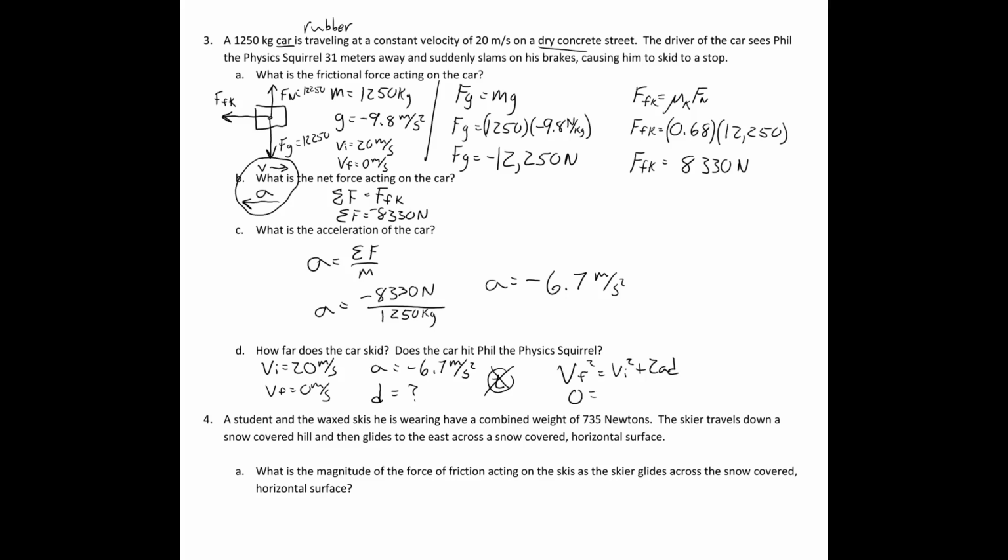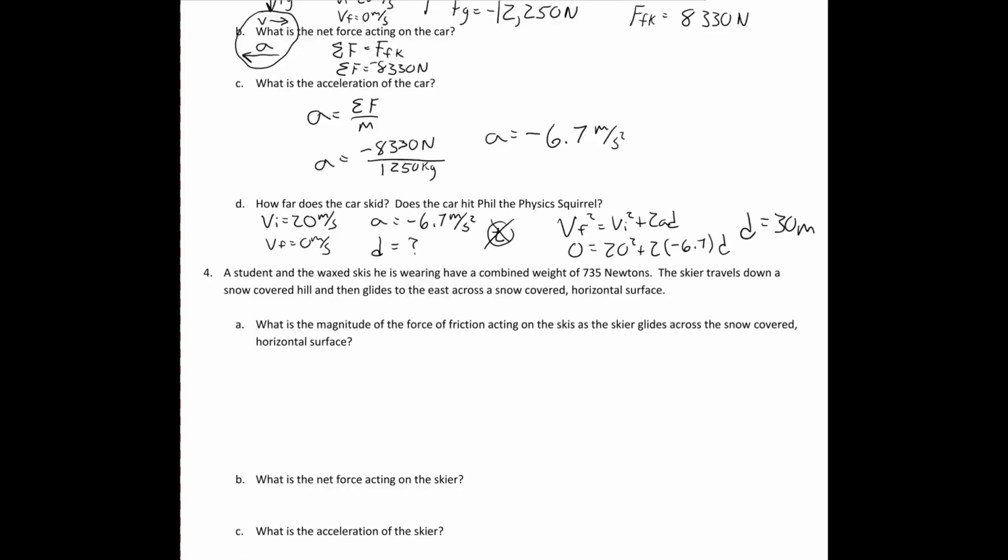So 0 is equal to 20 squared plus 2 times negative 6.7. If you don't put that negative in, you're going to get a different answer. And I'm thinking that Phil's going to die if you do it. Don't make Phil the physics squirrel die by making that a positive number, people. All right, the negative sign matters. So you do that math, and the displacement is equal to about 30 meters. That's only 1 meter away from Phil, but don't worry, Phil the physics squirrel survives this day if you did the math right.